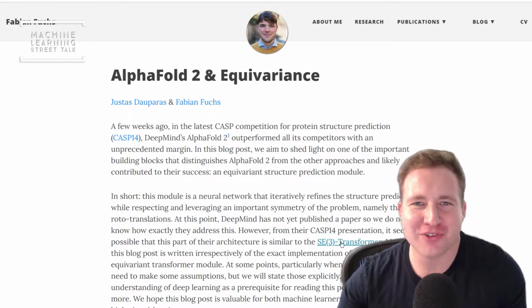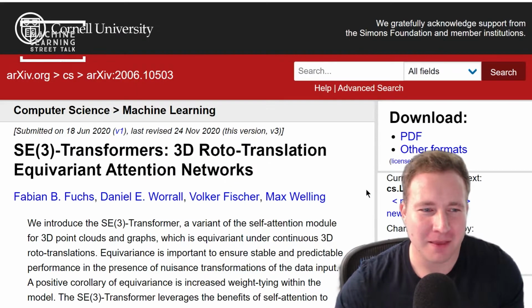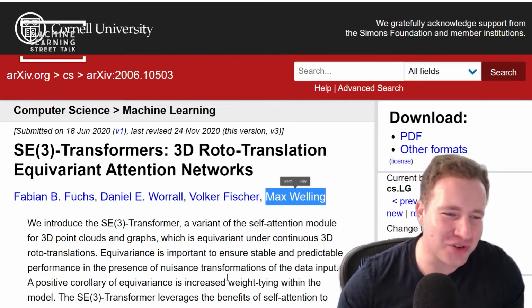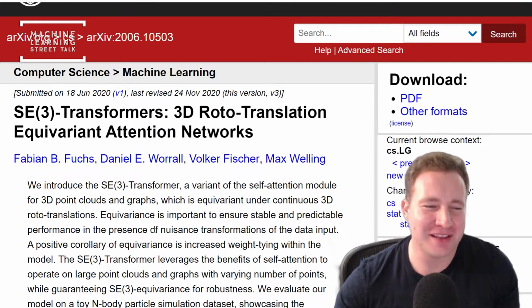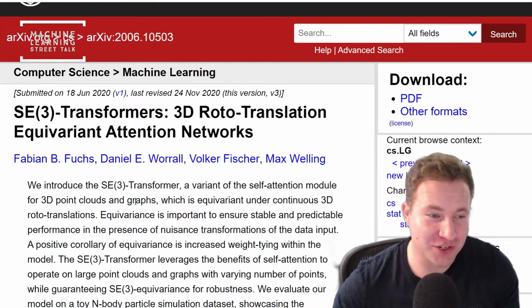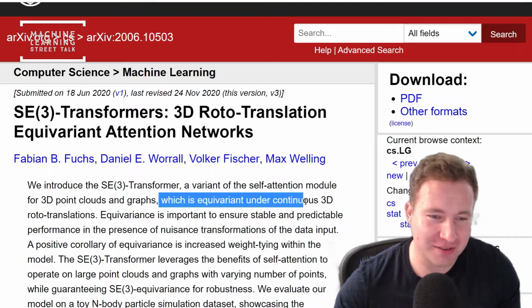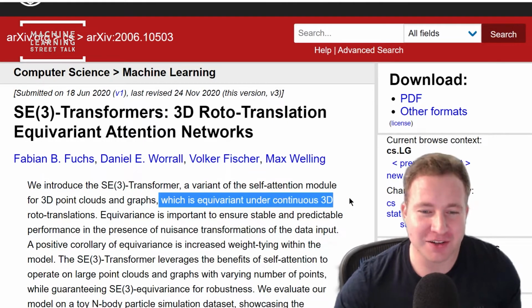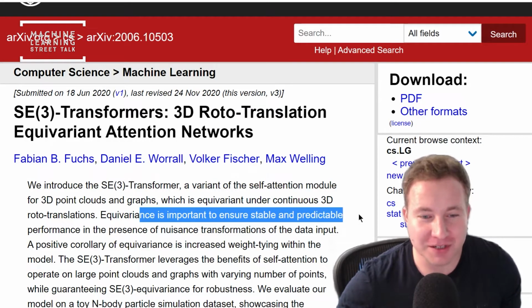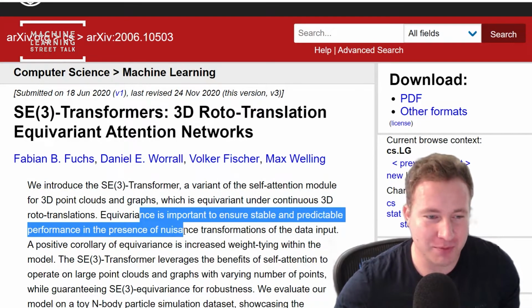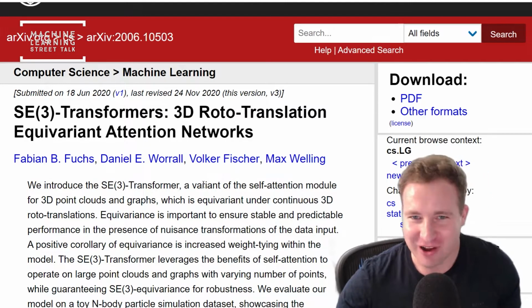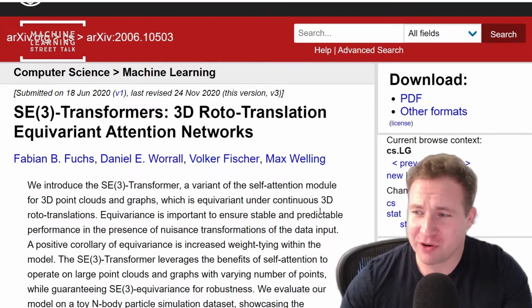What's the SE3 transformer? Lo and behold, our friend Max Welling has had his hands all over it. So in the abstract it says the SE3 transformer, a variant of the self-attention module for 3D point clouds and graphs, which is equivariant under continuous 3D roto-translations. Equivariance is important to ensure stable and predictable performance in the presence of nuisance transformations of the data input. Right. By the way, you might be wondering what SE3 is.